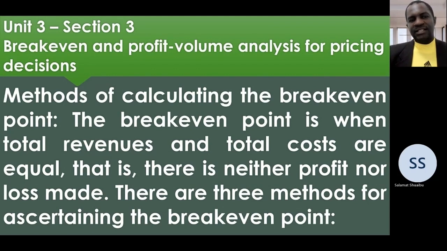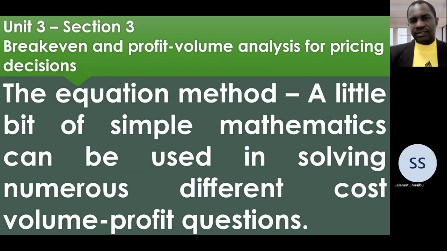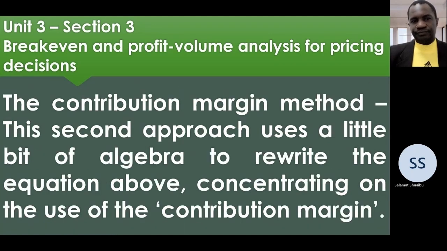Okay, so, the method of calculating the break-even point. The break-even point is when total revenue and total costs are the same, or equal. That is, there is neither profit nor loss made. There are three methods of ascertaining the break-even point. Number one is the equation method. The equation method is a mathematical method that can be used in solving numerous different cost, volume, profit questions. So you are equating your revenue and your cost.